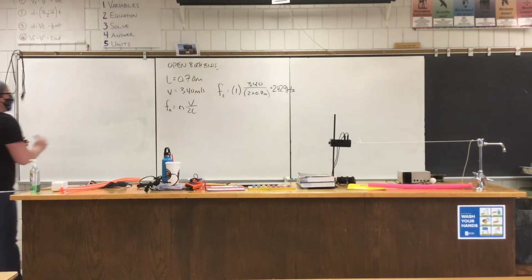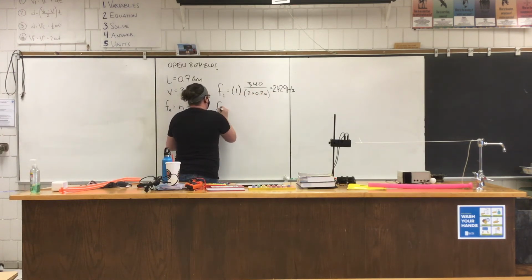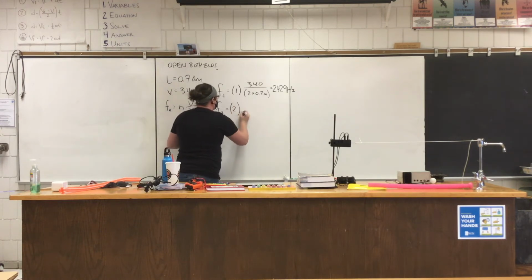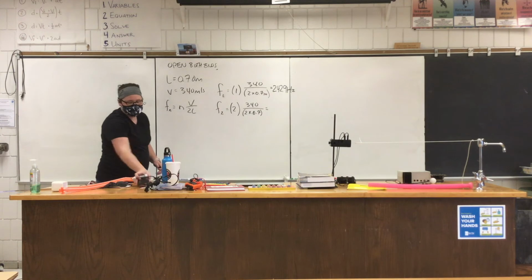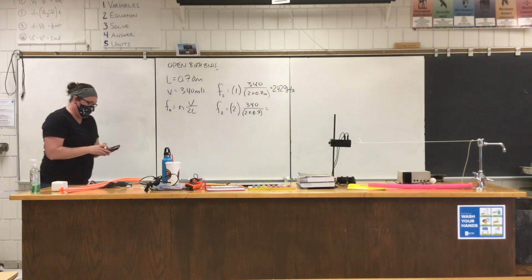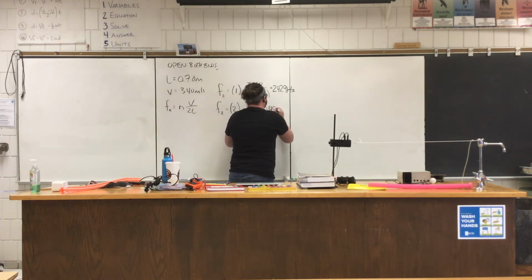We can figure out the next frequency. The next frequency will fall when n equals 2. So we'll say f of 2 equals 2 times 340 over 2 times 0.7. So I can just take that number times 2. I get 485.714, a long number, we'll say 485.7 hertz.